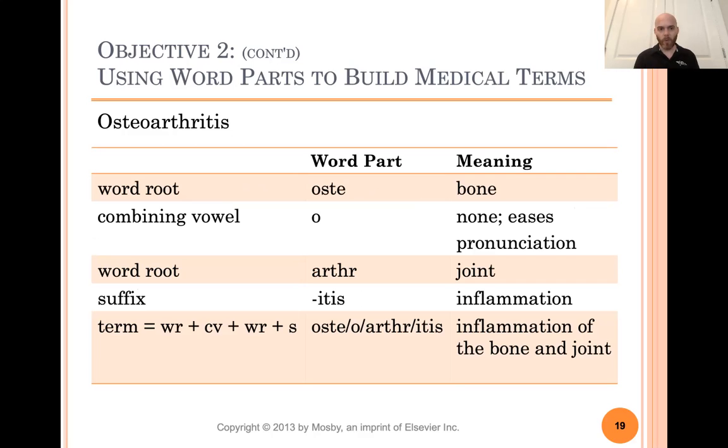Now let's just think about what we've got so far. We've got bone and we've got joint. So we know this word has something to do with bone and joint. Okay, the suffix itis means inflammation. So put it all together. Osteoarthritis means inflammation of the bone and joint, which is the most common type of arthritis.